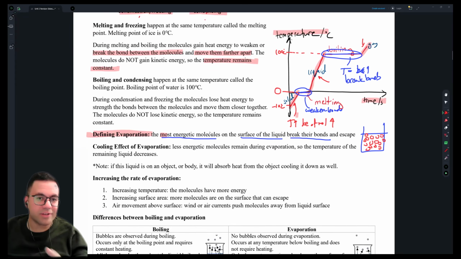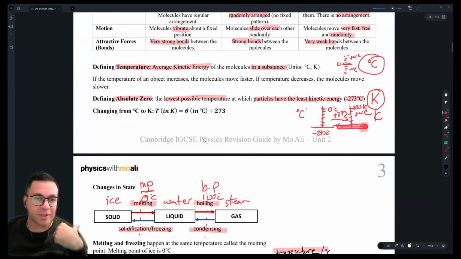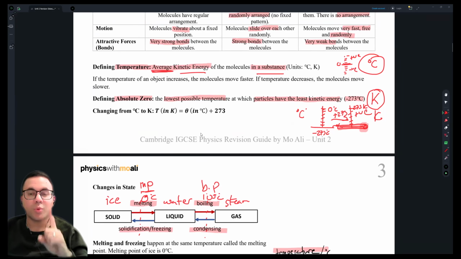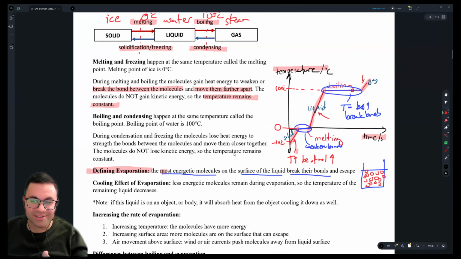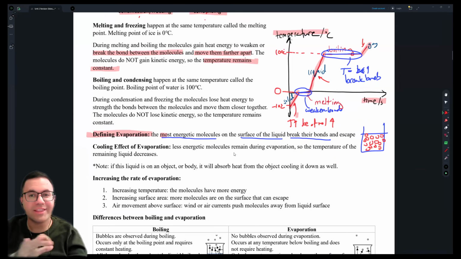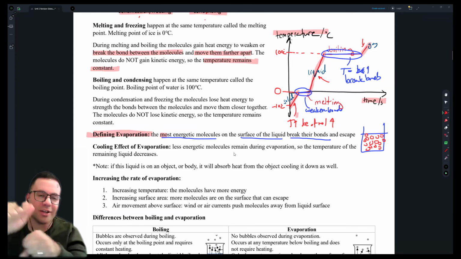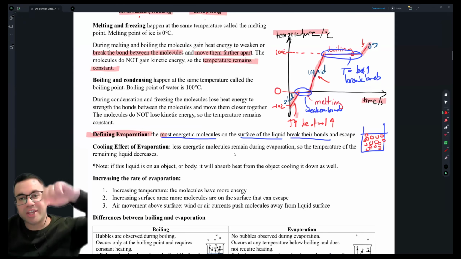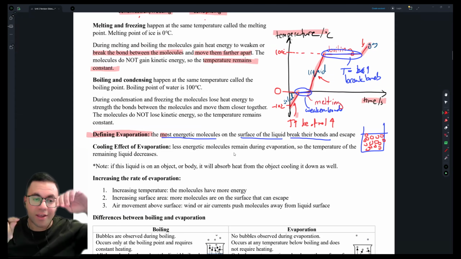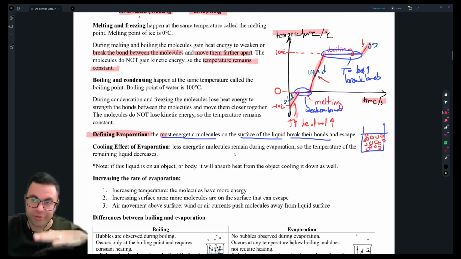And that's proven by the definition of temperature, if you remember. We said temperature is the average kinetic energy of the molecules in a substance, which means inside any substance, the molecules are not all moving at the same speed. Some of them are very fast, some of them are slow, and then they obviously collide or slide around and they change speeds. But when a very high energy molecule is on the surface of the liquid, it uses that energy to escape. It breaks the bonds and escapes.